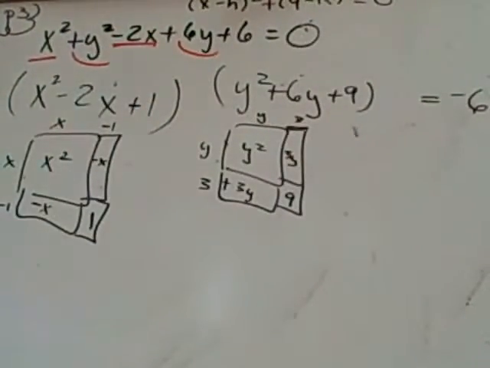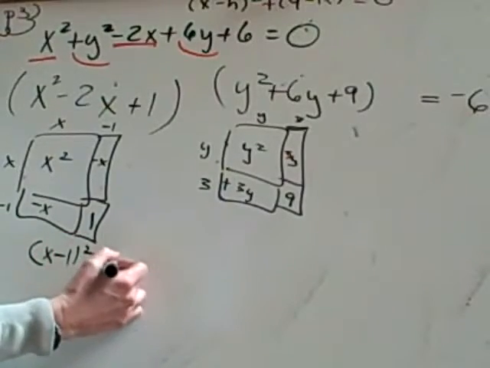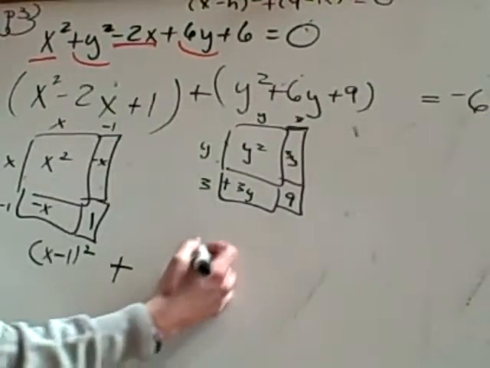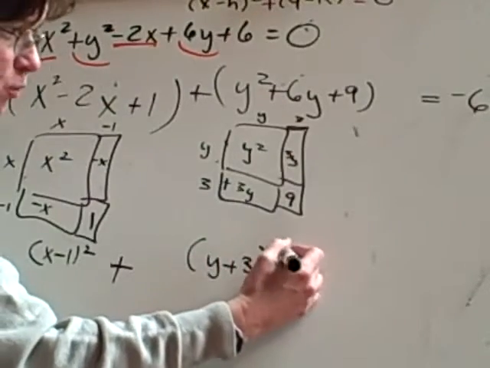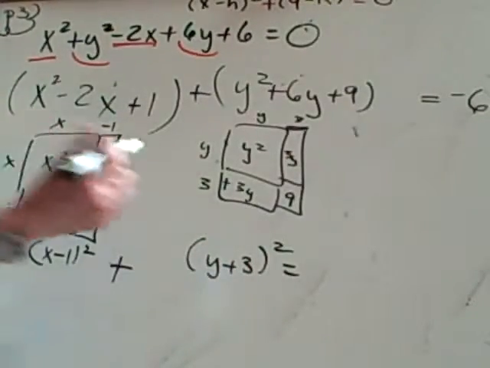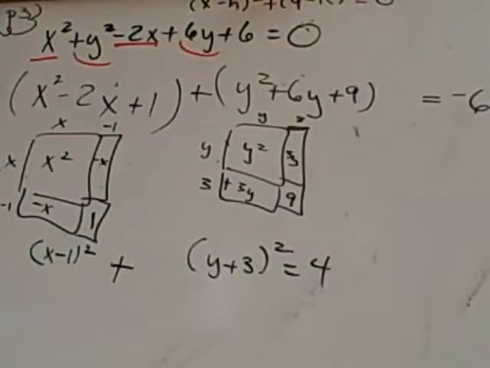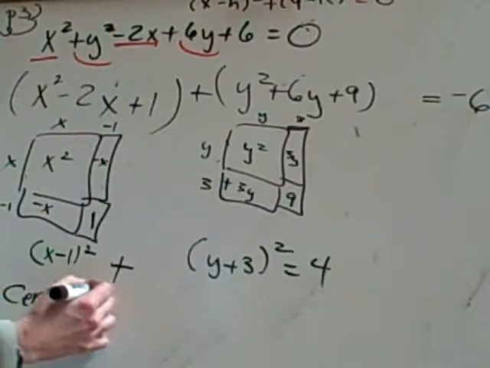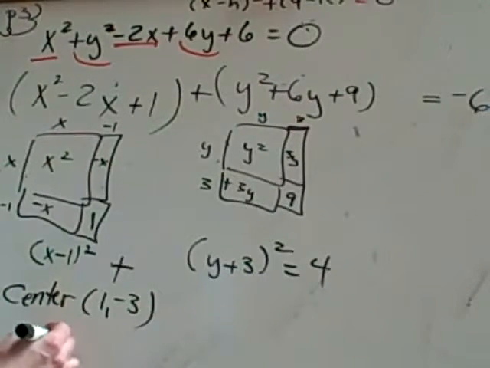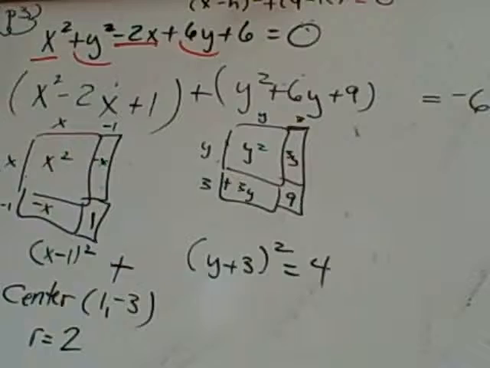Now we're going to rewrite these as perfect squares. This one is going to look like x minus 1 quantity squared plus y plus 3 quantity squared equals, and I can combine everything here. Negative 6 and 1 would be negative 5, plus 9 would be 4. Now I have an equation for a circle right here. What's my center going to be? 1, negative 3. Perfect. What's my radius going to be? 2. Perfect.